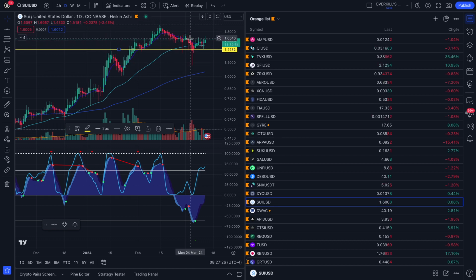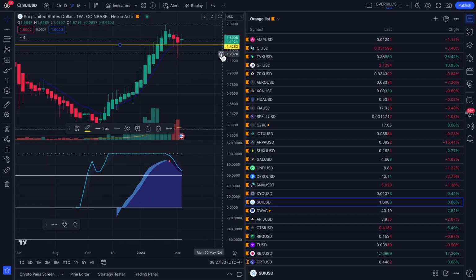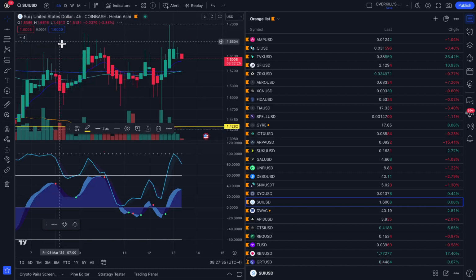But that's a big bull hammer. That tells you there's buyers in it. This one might be a buy too. Okay, just playing the doji though. Okay, 142 would be my stop loss. What's the 4 hour saying?